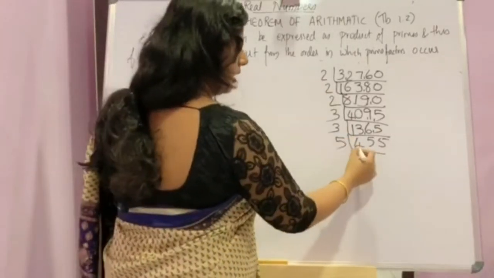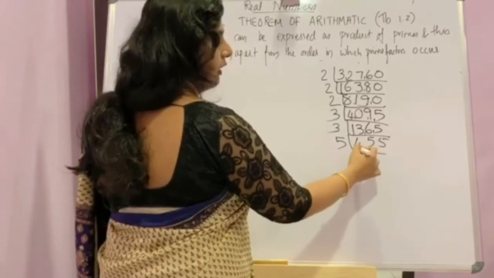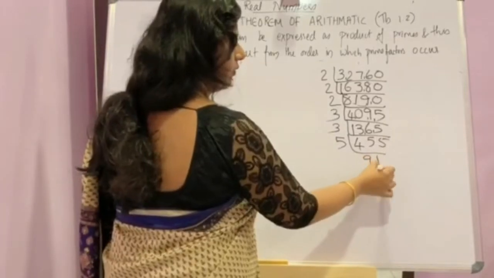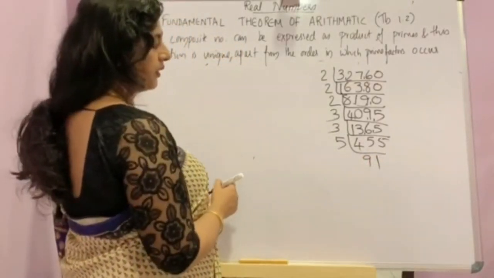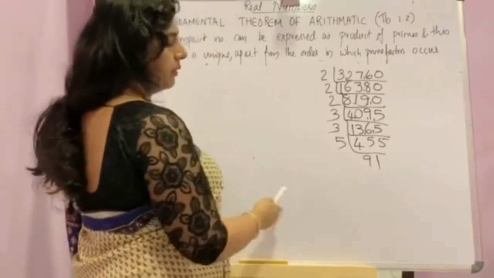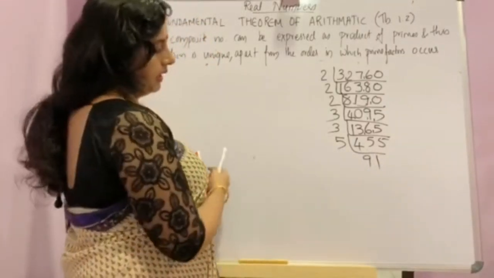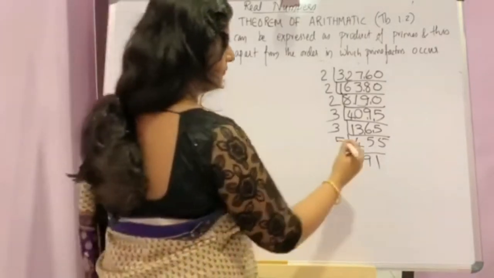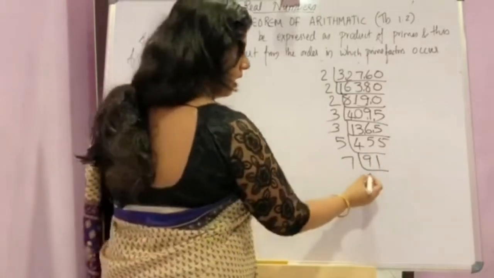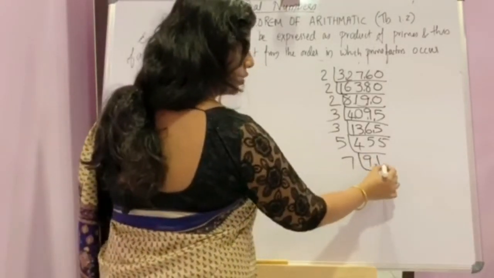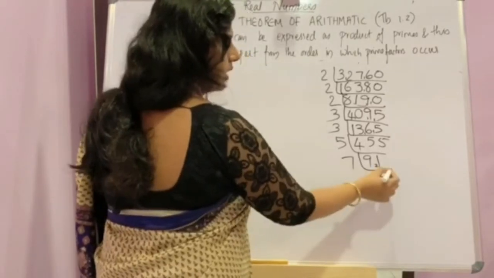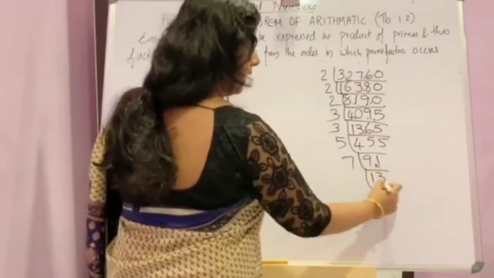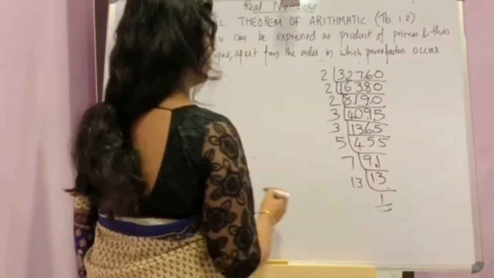Let us check. Here we take 45 together. 9 fives are 45, and in 5, 1 five is 5. 91. It is not divisible by 5 because the unit place is 1. Now the next prime number is 7. Let us check. 1 seven is 7, balance 2, 7 threes are 21. This is a prime number. 13 is a prime number. So again 13 into 1.